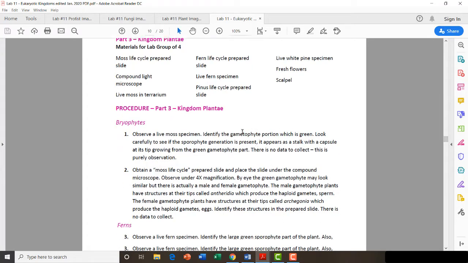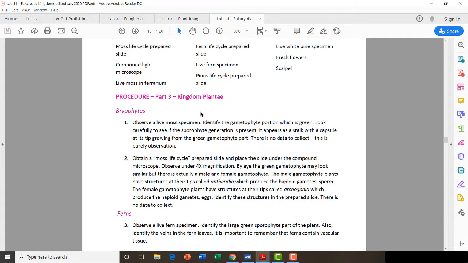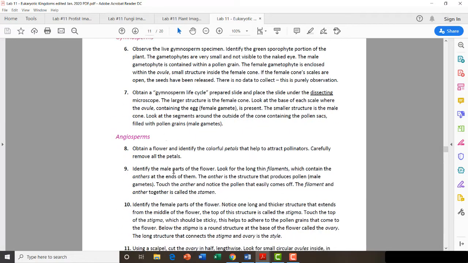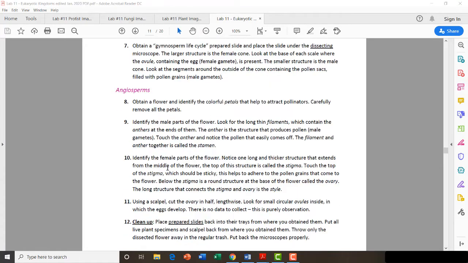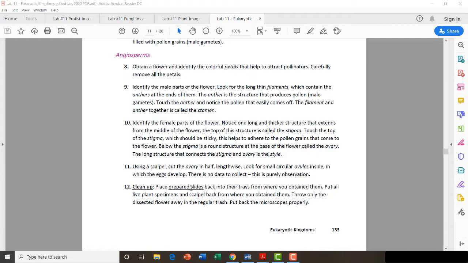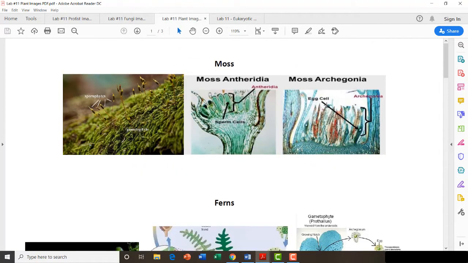So for each section of the plant, you would have looked at a live specimen and then a prepared slide of the life cycle. So when I go to the images, we're going to look at that for bryophyte, ferns, and gymnosperms. And then when we get to angiosperms, you would actually have had a flower. You would identify the anatomy of the flower, and then you would have done a small dissection by cutting the ovary of the flower in half and seeing what was inside. Okay, so here I'm going to come to my plant images. So this is what you would have looked at.